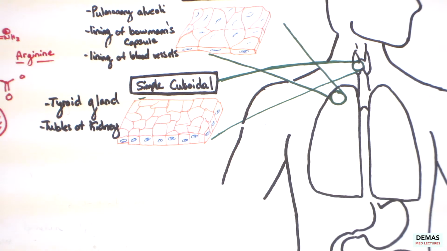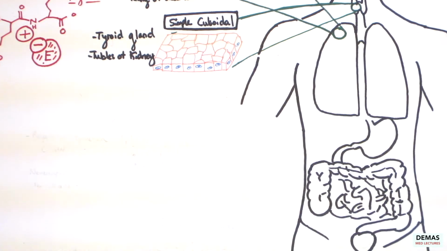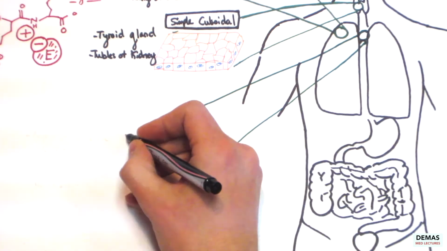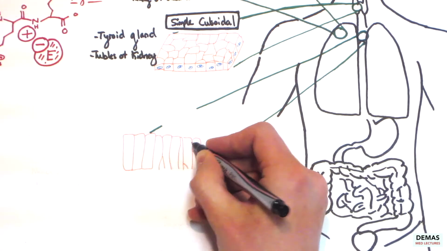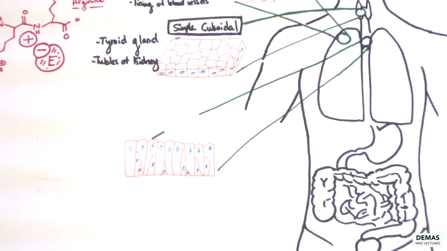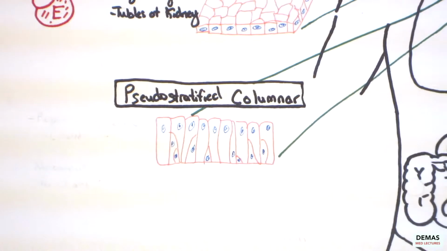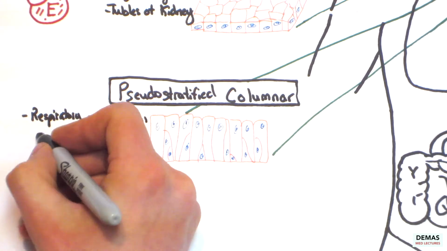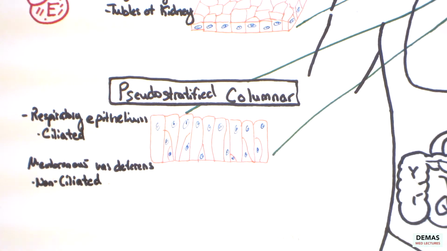The next type of epithelia that we're going to focus on is pseudo-stratified columnar, which can be found in the conducting airway of the respiratory tract. This type of epithelia can be ciliated or non-ciliated. Cilia are cell extensions that contain motor proteins that in the conducting airway of the respiratory tract sweep debris up and out such that the mucus can be swallowed. This type of epithelia can also be found in the vas deferens, which contains stereocilia.